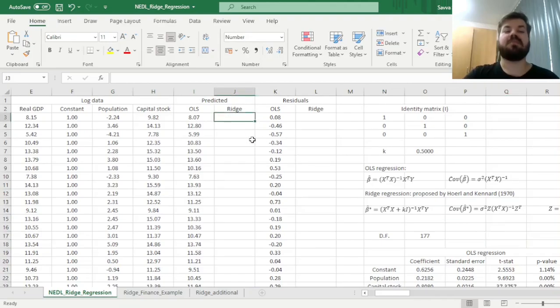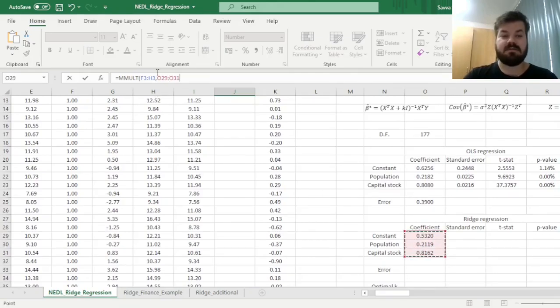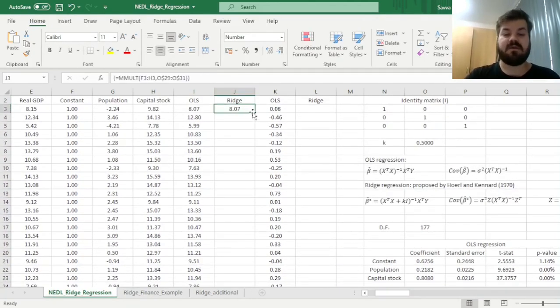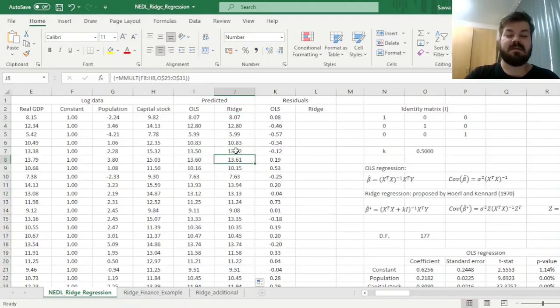So here we can input the predicted values of the logarithm of the real GDP as a function of our data and our ridge regression parameters. So here we can simply multiply our variables, our constant plus the two independent variables, onto the ridge regression coefficients over here, and we'll lock the rows here and enforce it using Shift-Ctrl-Enter. We see that for k equals 0.5, the predicted results are not notably different to the ones given by OLS. You can see some differences in terms of 0.01, 0.02 over here. And that would translate into a difference in residuals and the difference in terms of the standard error of the model overall.